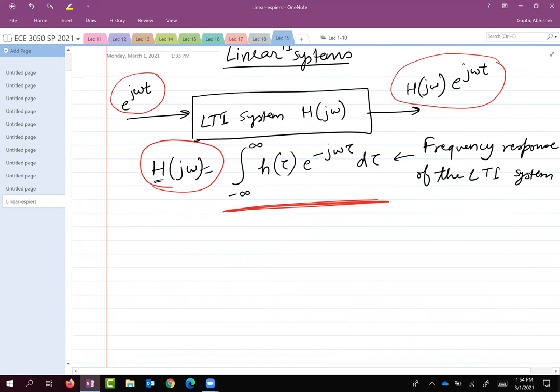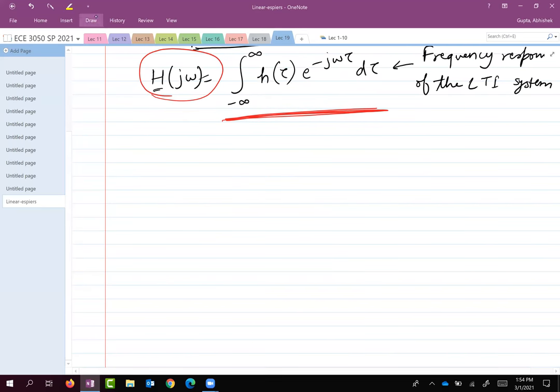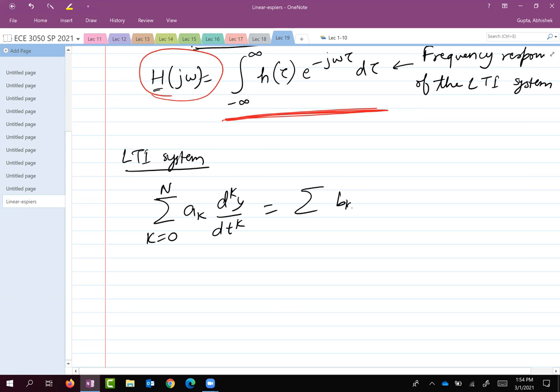So that was one thing we had talked about, maybe a couple of weeks back, or maybe 3 weeks ago. And there was another thing we learned, which is how to compute H of j omega, how to compute the frequency response. So let me redo the entire thing again from scratch for a general linear system. In general, an LTI system would be given by a differential equation. This is the differential equation for the linear system.